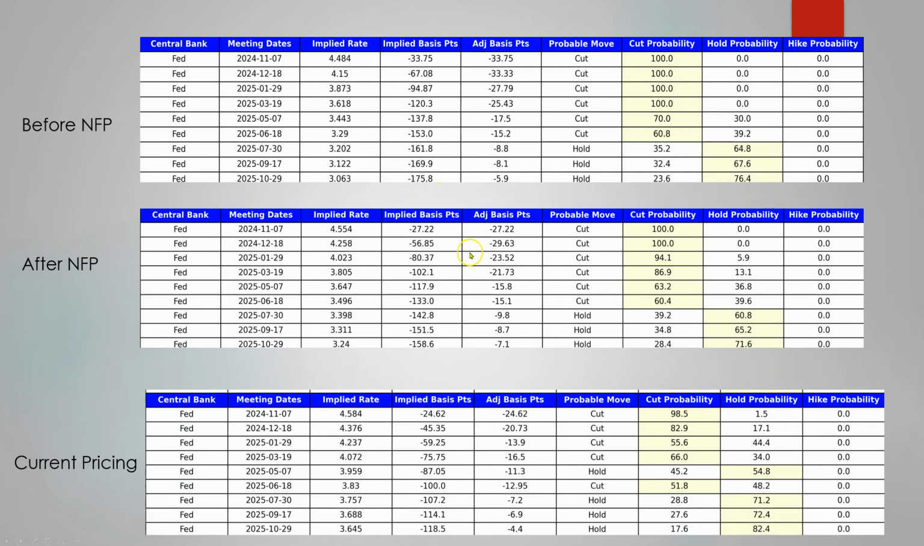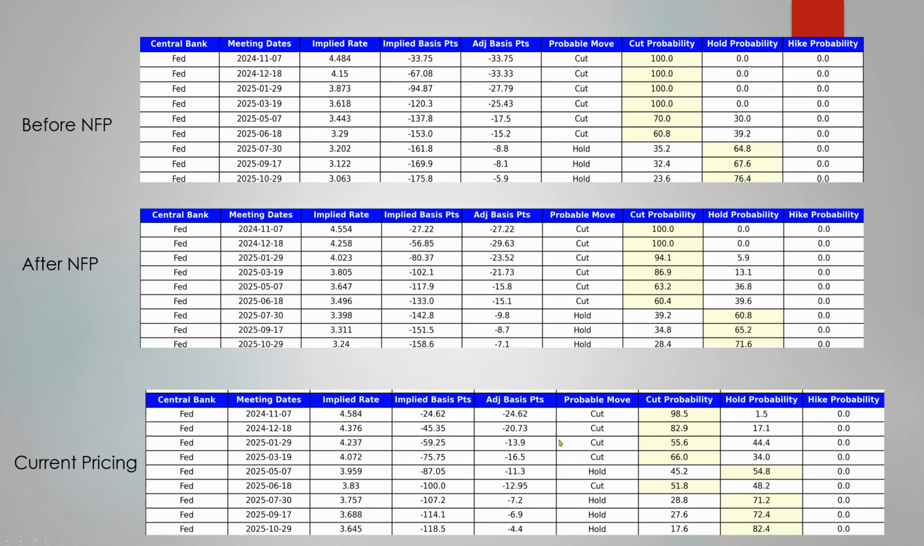So now for context, I actually put this in a whole table. Take a look at this. This was before the NFP. This was after NFP, and this is where we are now, currently at about 5th of November 2024. So this is where we are now.